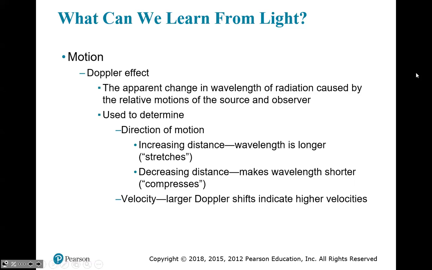And the size of this shift, the size of this wavelength change, indicates the velocity. So higher velocities have a larger Doppler shift. And if you've seen something called Doppler radar, they're using the Doppler effect to study the movement of raindrops in clouds for weather. And also, this is how radar guns work to check your speed. They bounce radio waves off of you and look at the change in wavelength.